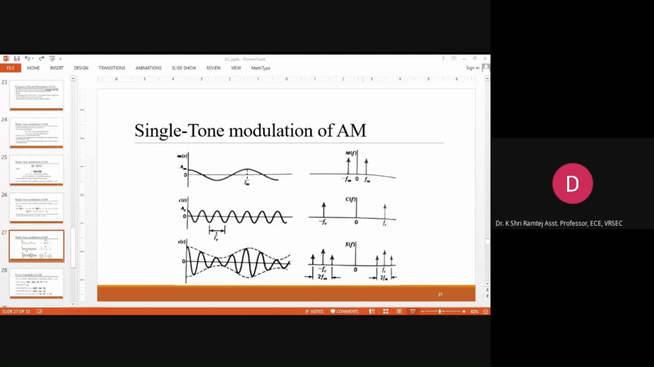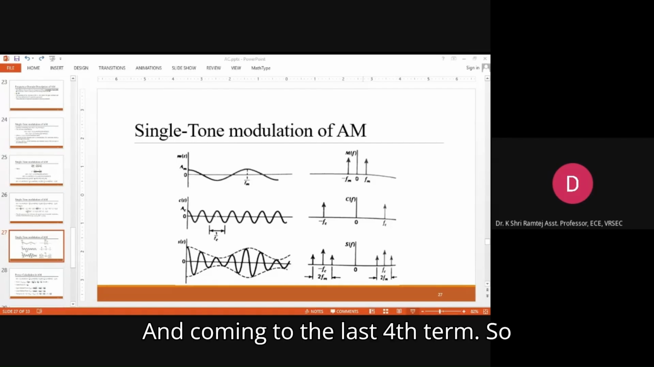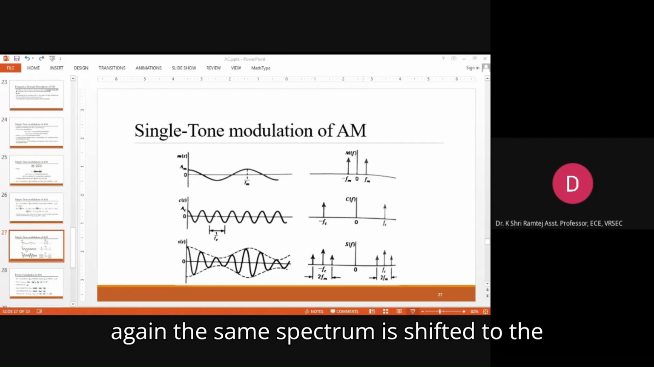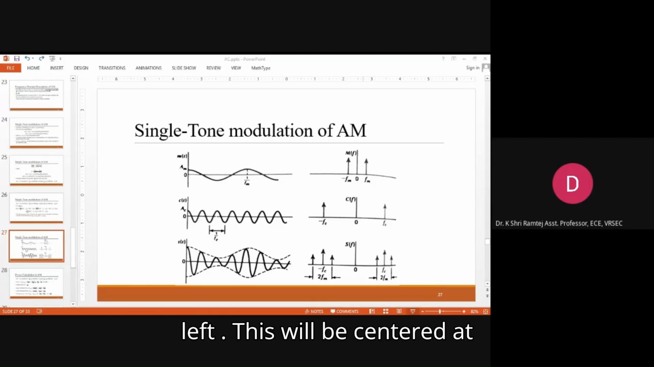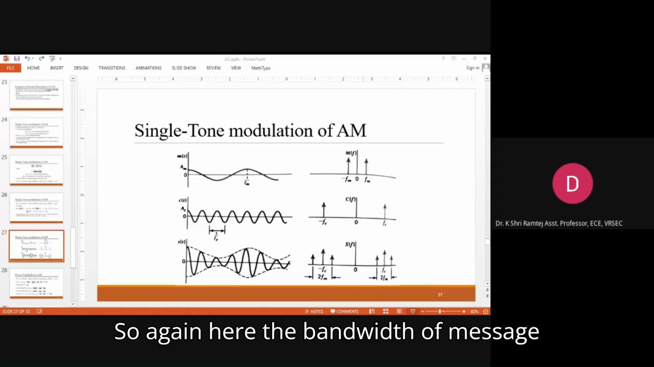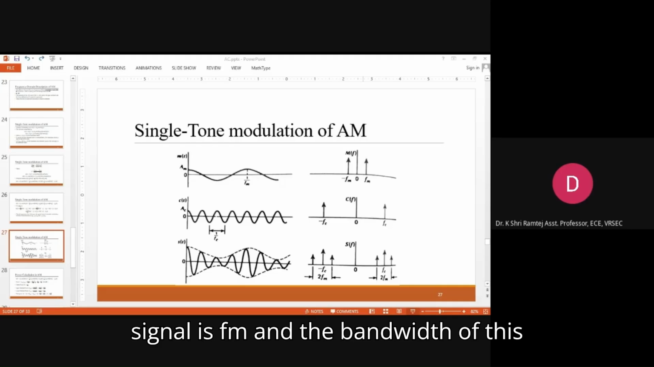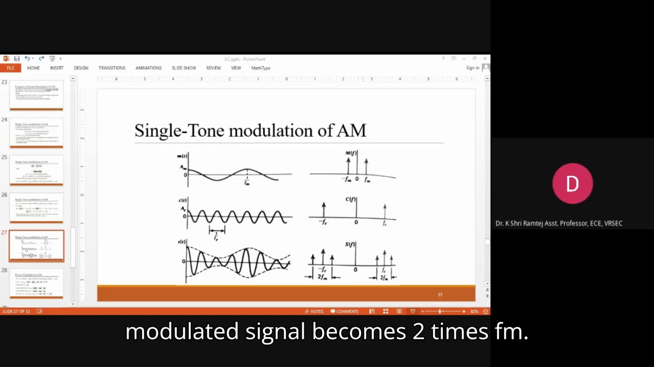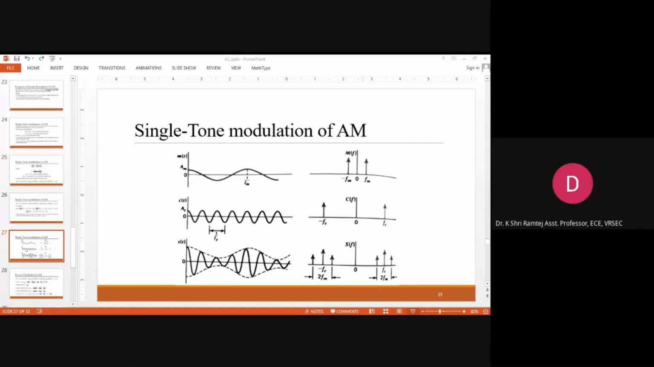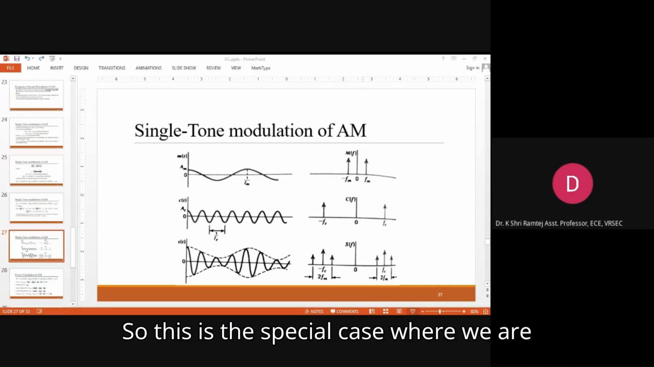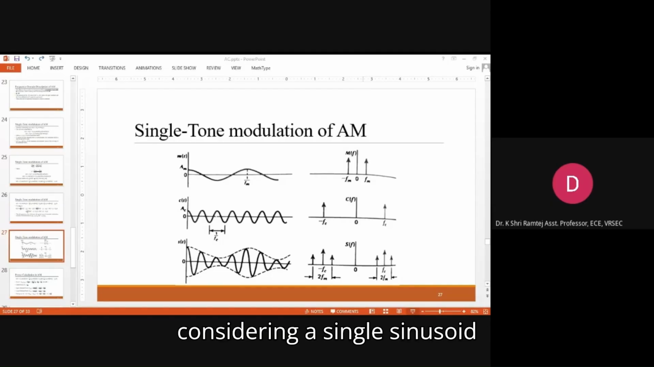And coming to the last, fourth term, again the same spectrum is shifted to the left. So this will be centered at minus FC, and the upper limit becomes minus FC plus FM, and the lower limit becomes minus FC minus FM. Again, the bandwidth of the message signal is FM, and the bandwidth of this modulated signal becomes 2 times FM. So this is the special case where we are considering a single sinusoid as the message signal.